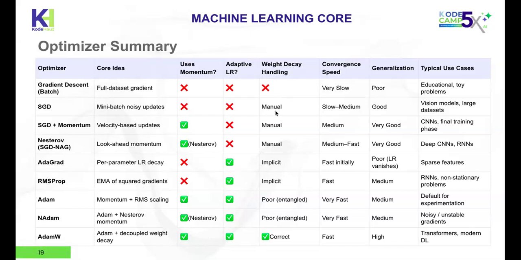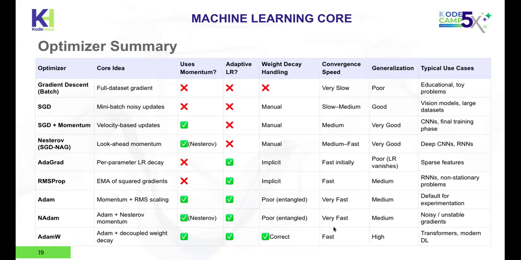RMSprop, then all the Adams have adaptive learning rate because they inherited it from RMSprop. Then weight decay handling, gradient descent doesn't even do any weight decay handling. All the other ones are manual. AdaGrad and RMSprop are implicit. Adam and Nadam are poor because the weight decay is embedded inside the gradient object, so it's not as effective. But AdamW, they decouple it and take it out.